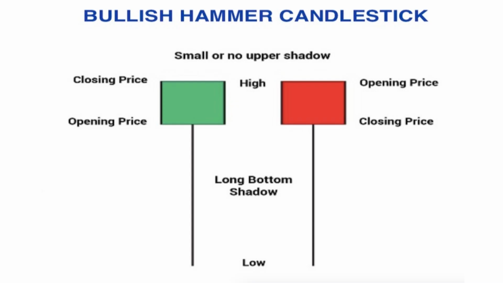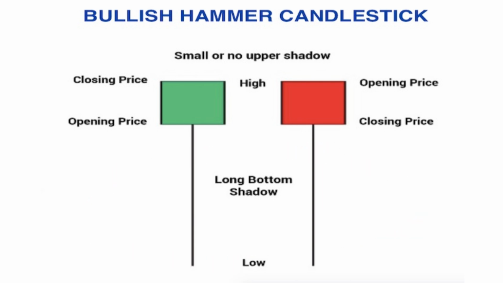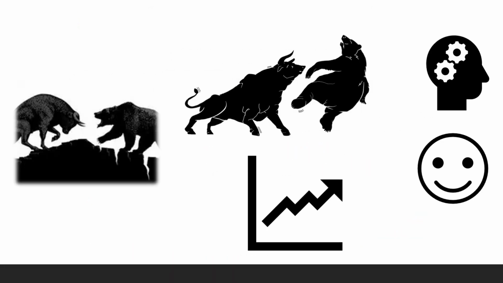Now, a hammer can be a green hammer or a red hammer. It can be either. Both the hammers are equally powerful because the tail is long, and it clearly shows that the bulls have shown total dominance over here and pushed the market up.